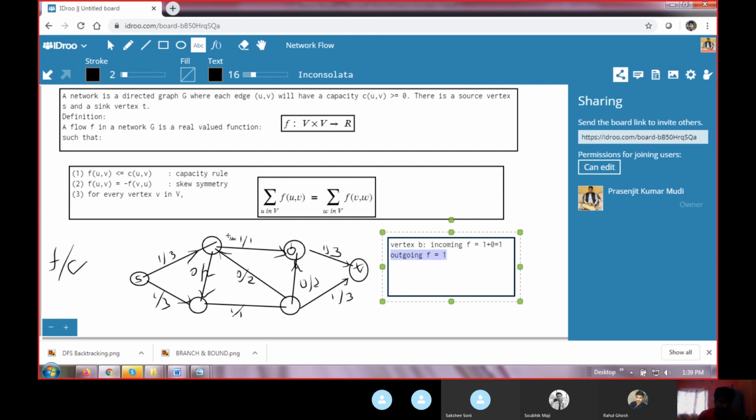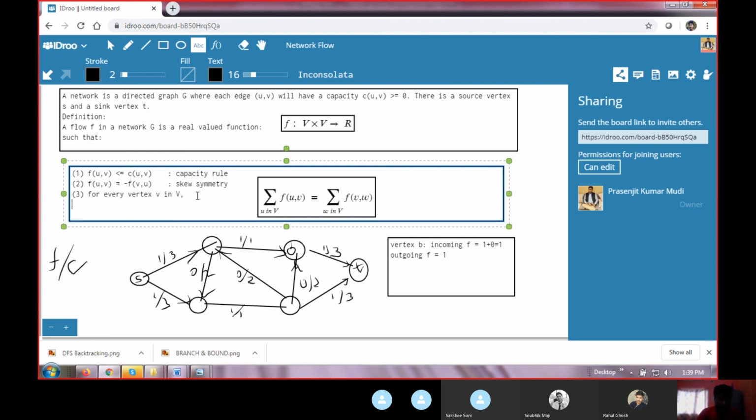Otherwise, that graph will not be called a network flow or flow network. That will violate the last rule. This is actually called the flow conservation rule. This is known as flow conservation. Okay, flow conservation rule. So now what is our problem?